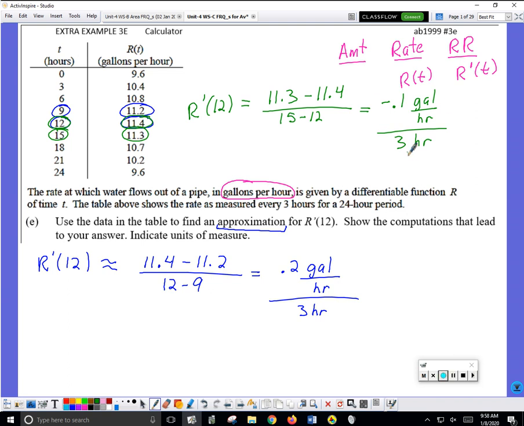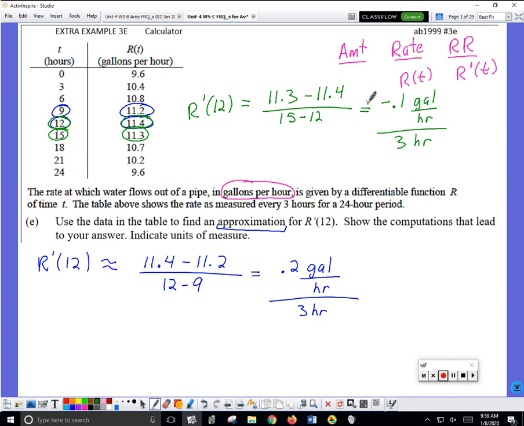It's like saying, well, we don't really know how fast the rate is changing at 12. So we could assume that, well, in the 3 hours prior, the rate was going up. So maybe at time 12, the rate's still going up. So that's a good estimate. But if we look at the 3 hours after, the rate went down. So it's also a good estimate to say this is how the rate is changing at 12. That's why they accept either one.